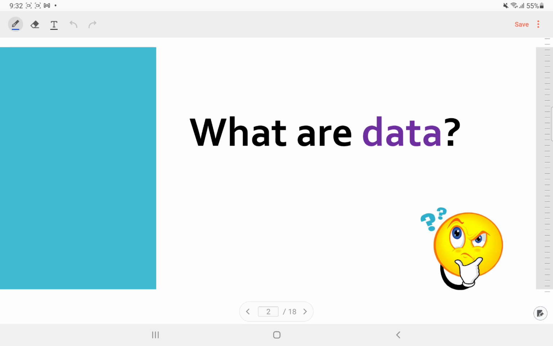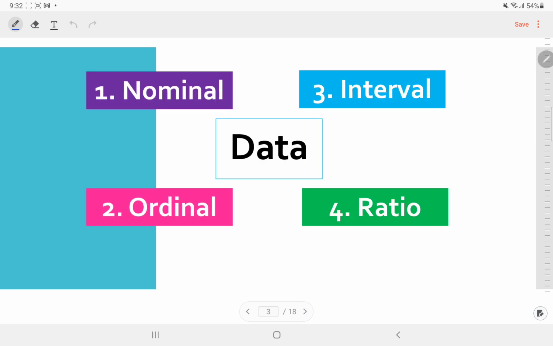Well, data are a set of information. It can be in numbers, it can be a sentence, a phrase or words, and also a code, like 1 for male and 2 for female, for example. And the next one is we should know about the types of data. We have nominal, ordinal, interval, and ratio data.